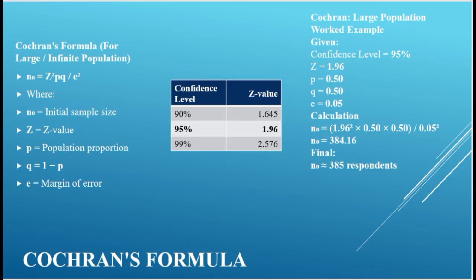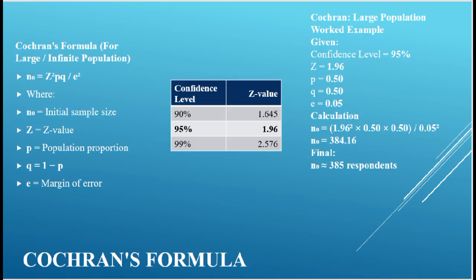p represents the estimated proportion of the population possessing the characteristic being studied. q is calculated as 1 minus p. Finally, e represents the margin of error. One important point is that if the researcher does not have prior information about the population proportion, p is commonly taken as 0.50. This produces the maximum variability and therefore gives a conservative sample size estimate.